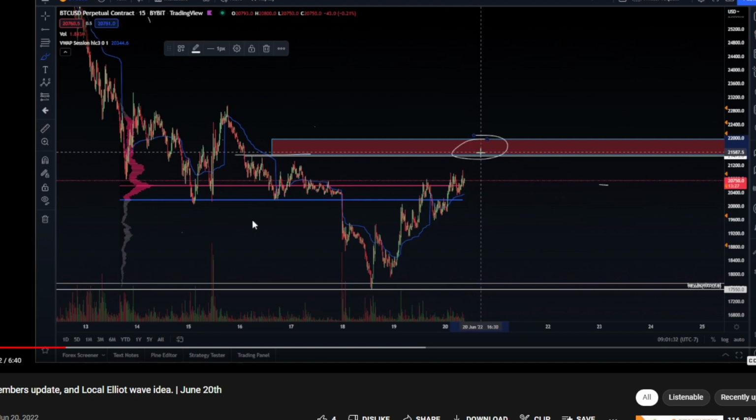Where is it? There it is. And then go back to the live chart.